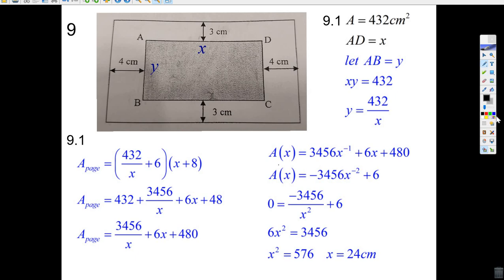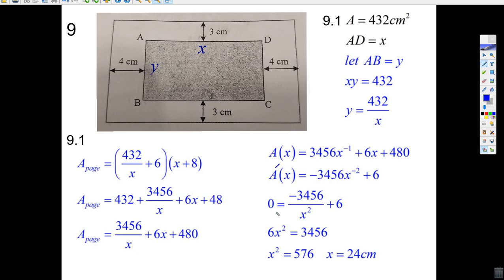I just want to make a little mark here because we are going to take the derivative of this function. And you can't take it when it's in this form. So it's A prime of X that we're going to find. We change this 3,456 over X to 3,456 X to the minus 1, so we can use our formula for finding the first derivative. We go negative times 3,456, we get negative 3,456. We take away 1, we get minus 2. The derivative of 6X is 6. And there we have it.